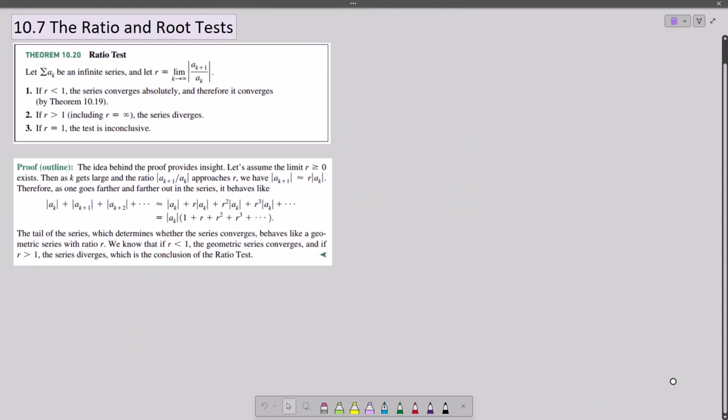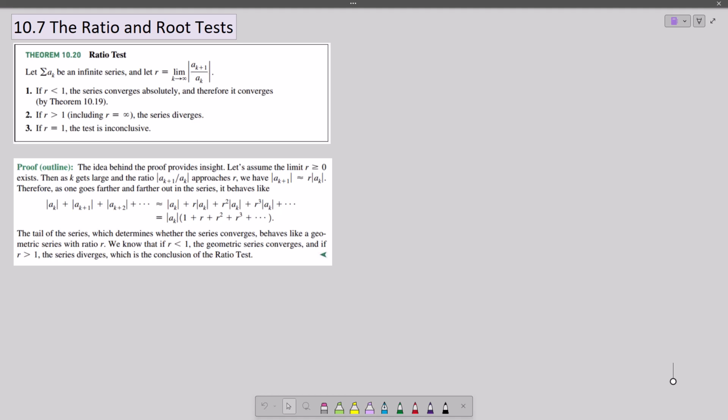Last 2 tests, the root and the ratio test. If you have a good handle on the geometric series, these 2 tests are just consequences of the geometric series. So let me just remind you that the geometric series says the following. I have it right here on the board. If you have a geometric series, if the common ratio's absolute value is less than 1, you have convergence. If it's not, you have divergence. So for a geometric series, less than 1 means convergence.